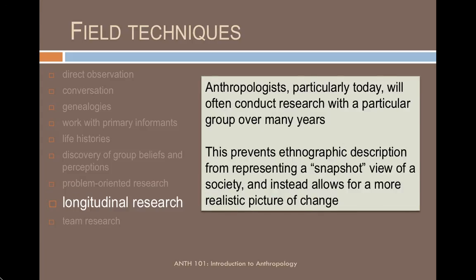Now, as I mentioned before, longitudinal research is something that many anthropologists use as a field technique. And this is when we go back to the same field site, the same study location, year after year after year, so that we can understand how cultures change over longer periods of time. And this is helpful because it prevents us from just getting a snapshot view of a particular culture, and it helps us understand more realistically and more holistically how cultures work within the certain pressures and environments that they're facing.